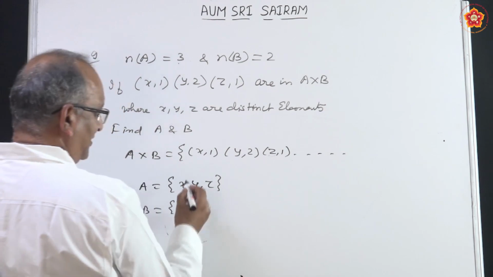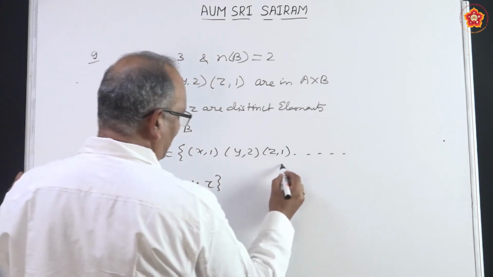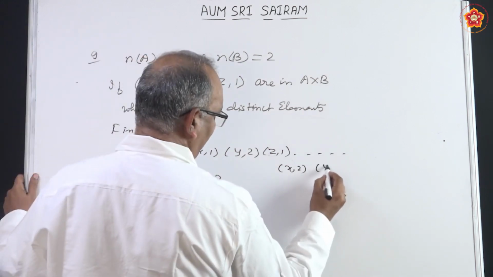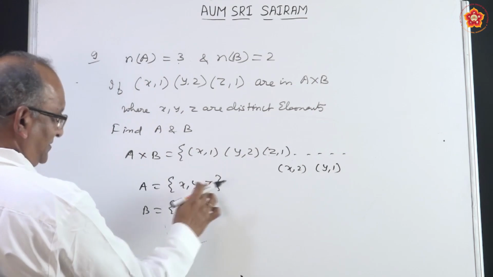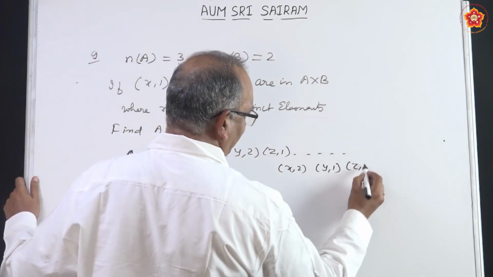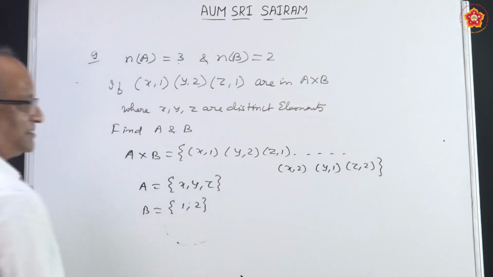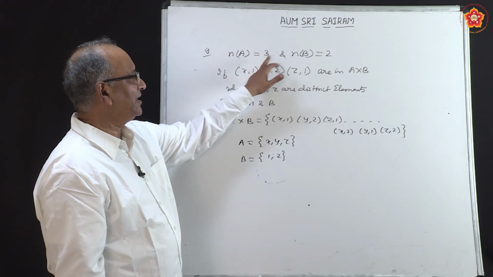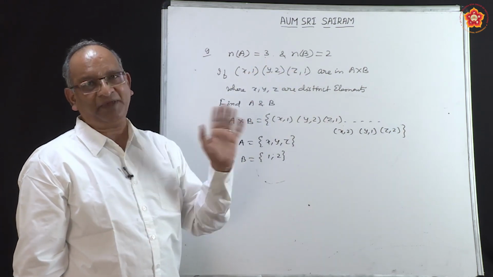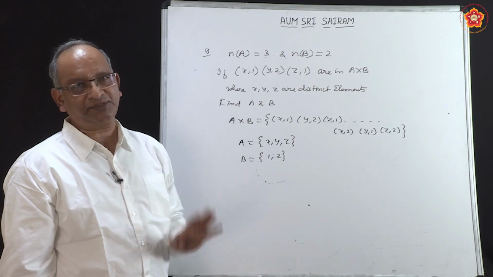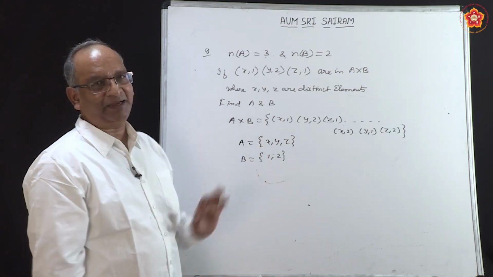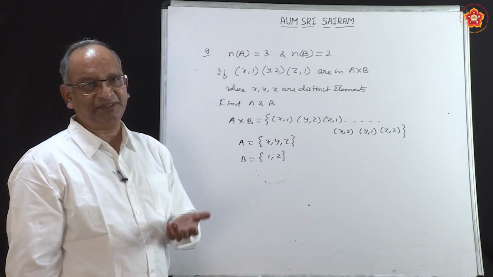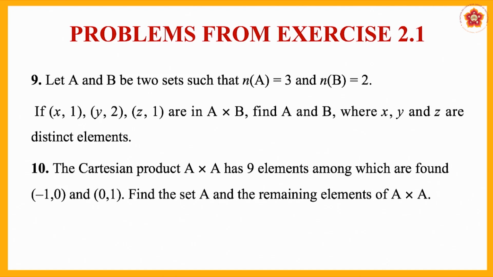So, what are the other elements which are not given here? We can say that x1 is given, x2 is not given, y1 is not given, z1 is given, z2 is not given. These are the elements which are missing. So, total elements are going to be 6 because n(A) is 3, n(B) is 2, n(A cross B) is going to be 3 into 2 equal to 6. So, these are the elements of A and B. Very simple problems.